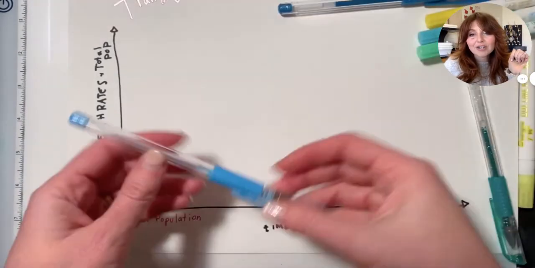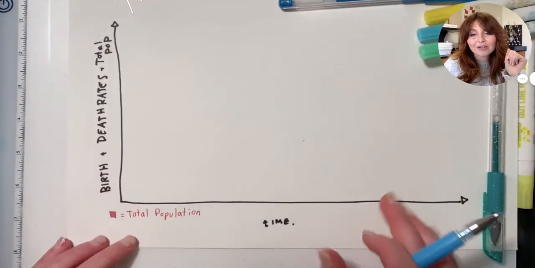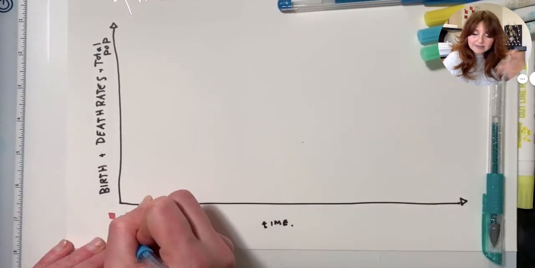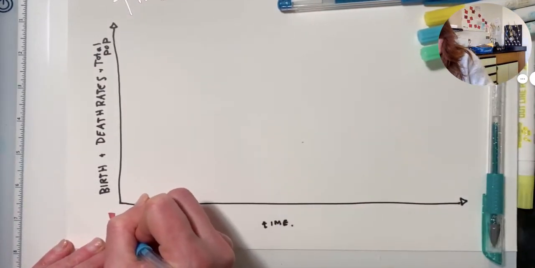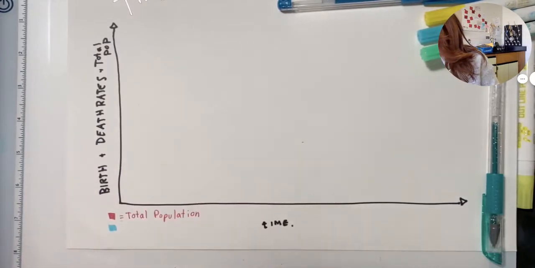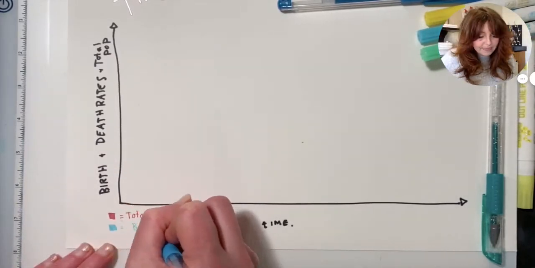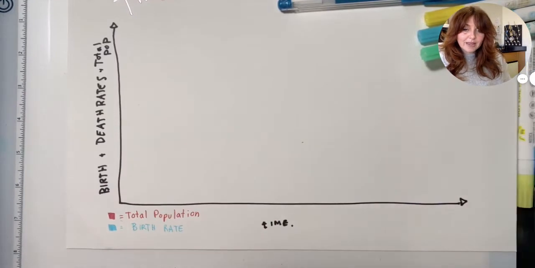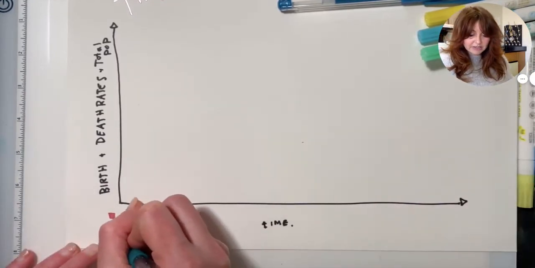total population. And we need a color for births, birth rates. Make yourself a key. And you need a color for death rates.